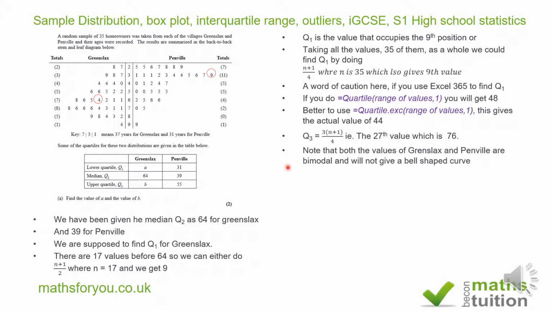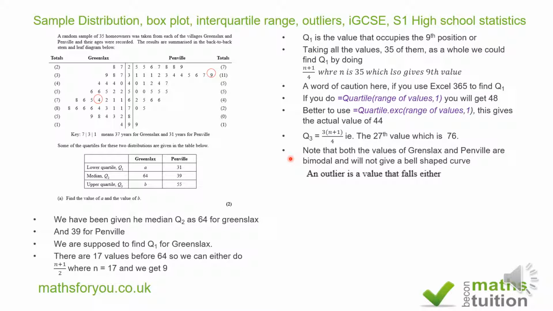Right. Now, I looked at the possibility of drawing a curve using standard deviation. And you can't do this, because if you have a look at both the samples for green slacks and penville, you can see that they are both bimodal. So if you try to draw a curve, you're going to have two peaks, and that's not very helpful. So I didn't do that anyway. But check it yourself. You can draw a curve using standard deviation.